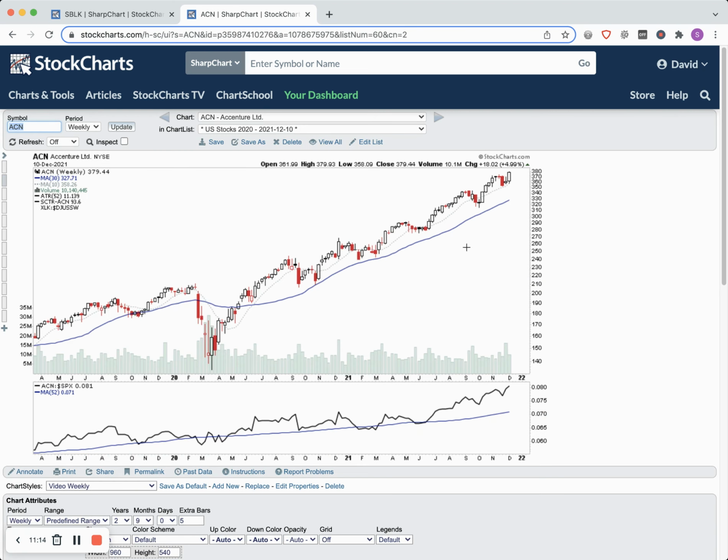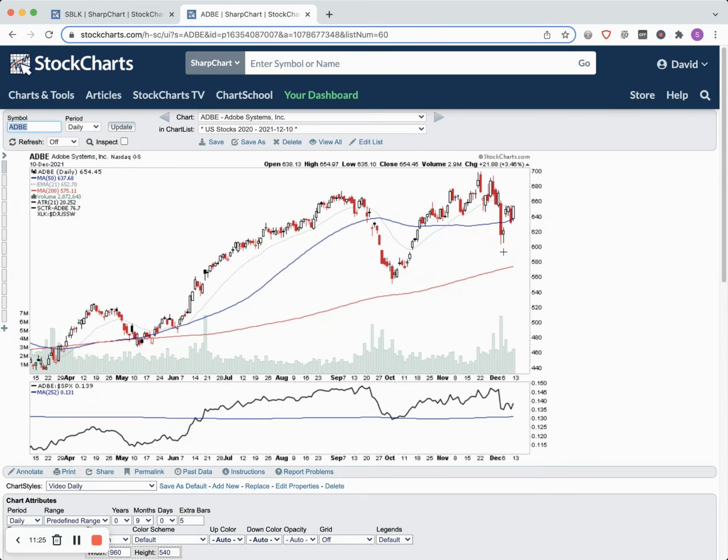If we look at it on the weekly time frame, you can see it's just been in a steady stage 2 uptrend since the March 2020 lows. And it's just continuing on to new highs here. So that one looks interesting.